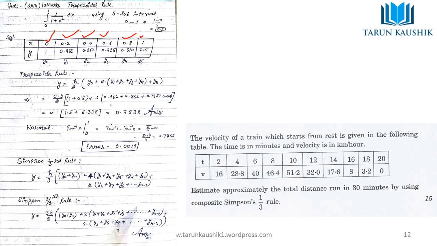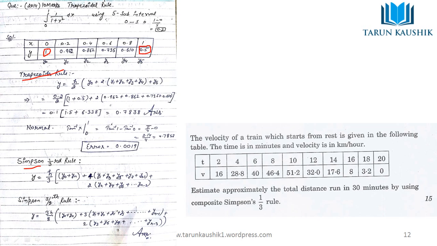5 sub-steps I have taken. So now you put the value of x here and calculate the value of y. When you calculate this value, just put the value in this formula. So what is the formula? You just add the first and last, 1 plus 0.5. In all the integration formulas, whether it is trapezoidal, Simpson's 1/3 rule, or Simpson's 3/8 rule, any formula of integration, you just add first and last.